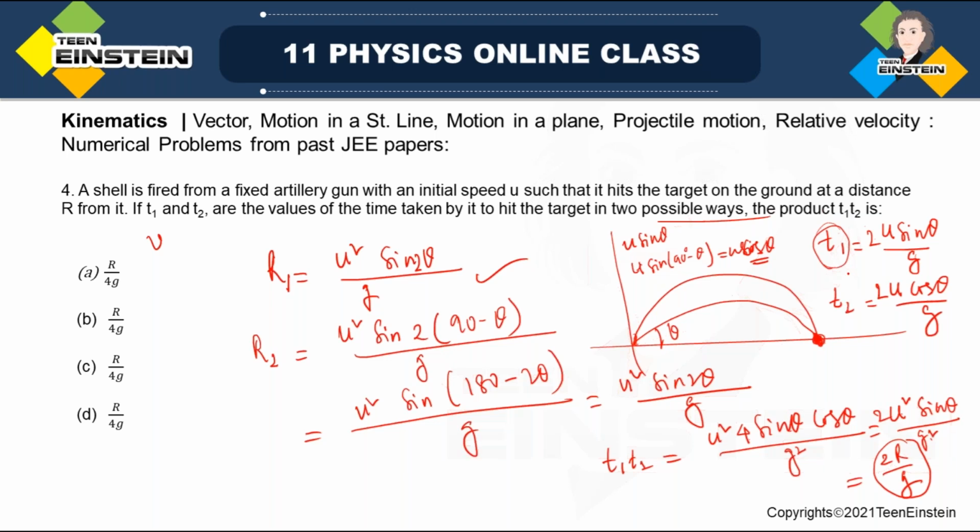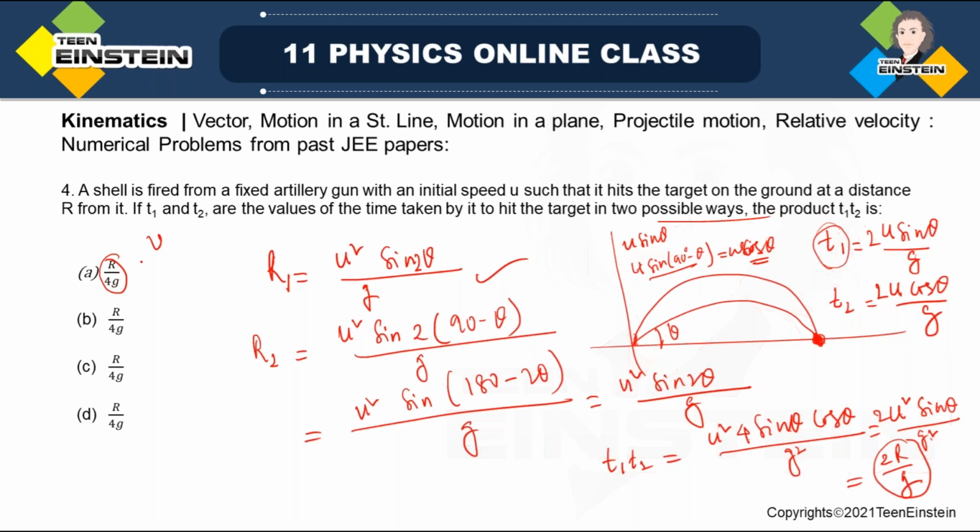So these times t1 and t2 are actually the time of flight. That's why you have to multiply 2u sine theta by g and 2u cos theta by g. Then if you multiply, you will get 2 into range by g. Oh, I'm sorry, these options are somehow copy pasted. I'll give you the real options.